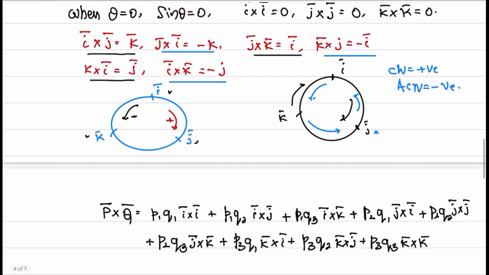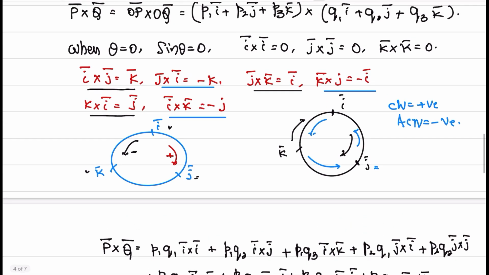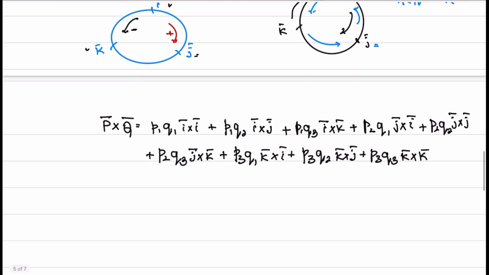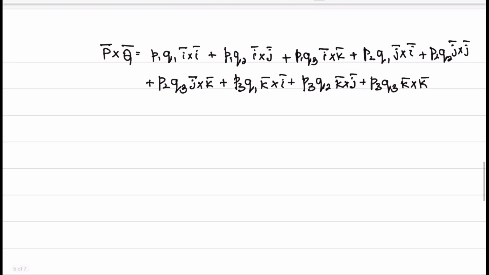Now, we have already seen similar unit vectors, same unit vectors are multiplied with the same unit vector. Then cross product is 0, dot product is unity. Cross product is 0. That means this value is 0. I cross I is 0. Then J cross J is 0. Then K cross K is 0.